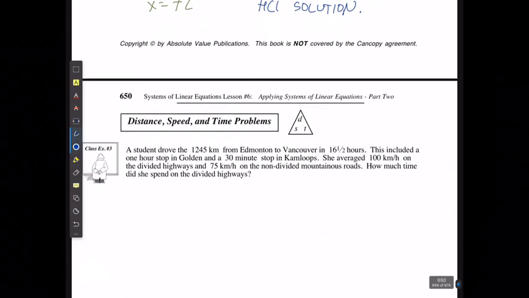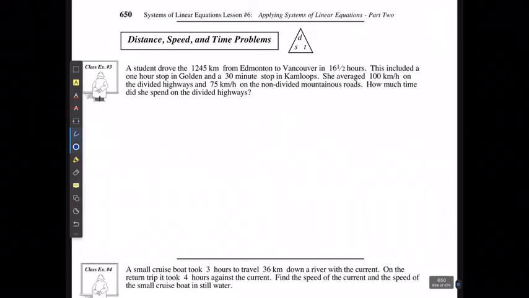All right, when we get to distance, speed, time problems, you're not going to be tested on this for this unit, but I'm just going to show you how it works because this becomes a very big part of a couple of the units in Math 20-1. So I'm going to take you through how distance, speed, time works.